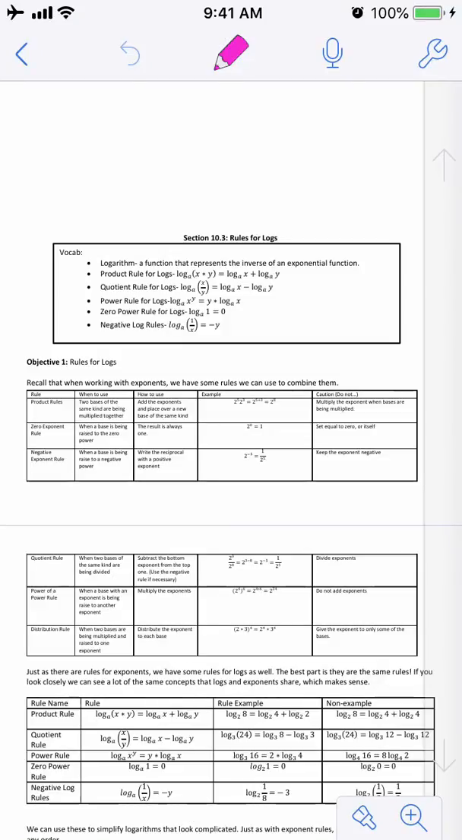Alrighty, welcome to 10.3 Rules for Logs. The spacing of this is a little off, so I apologize, but your notes should be fine. They should all be on one concise page, and it really doesn't matter.